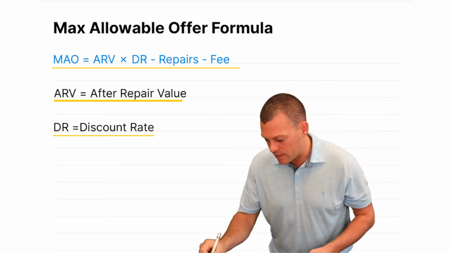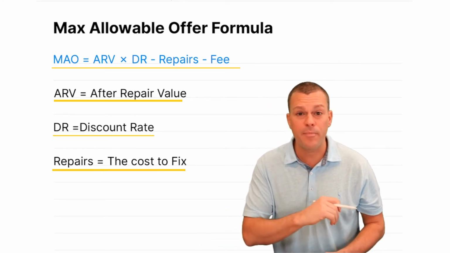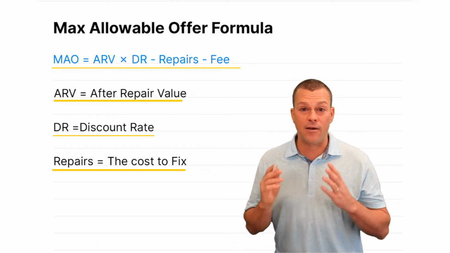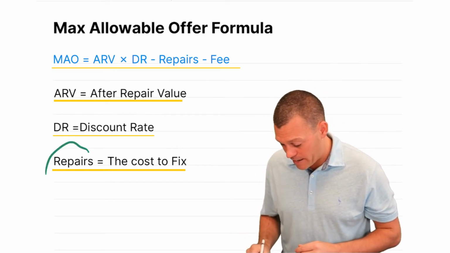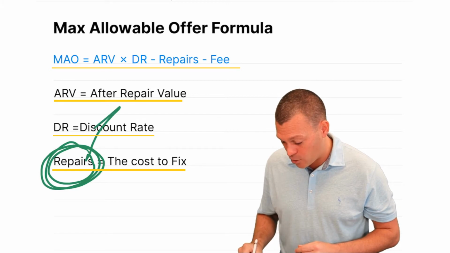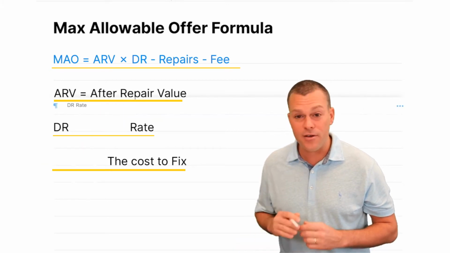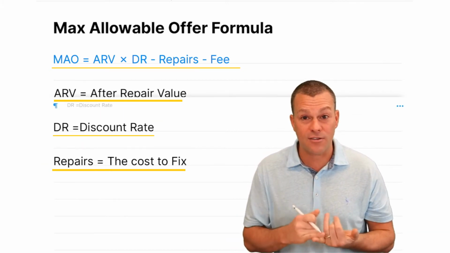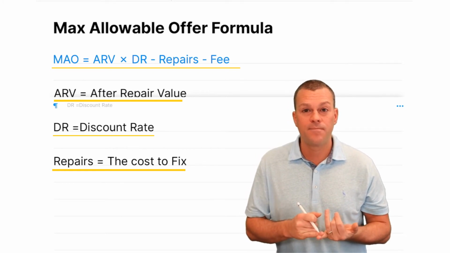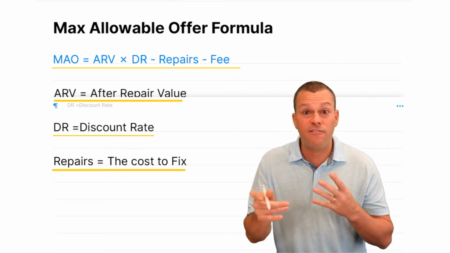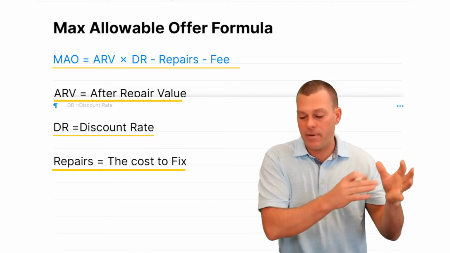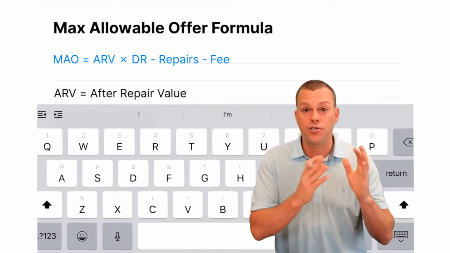All right, next we're gonna take off our repairs, guys. This is the cost of fix. Now keep in mind though, that the repairs that you choose here are going to be affected by the number. The repairs that you are selecting really are, let's say, the cause and effect of the after repair value that you chose earlier, okay?